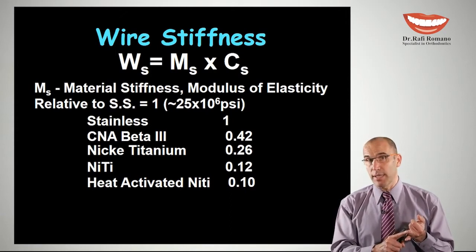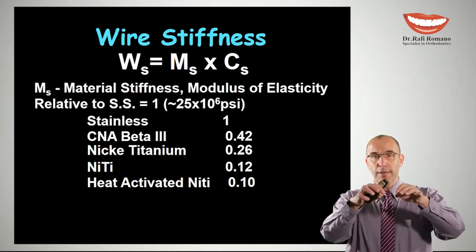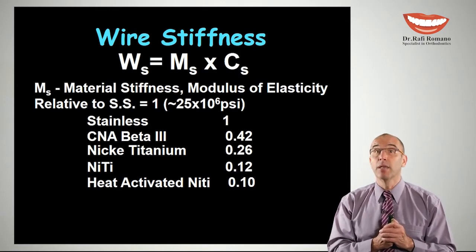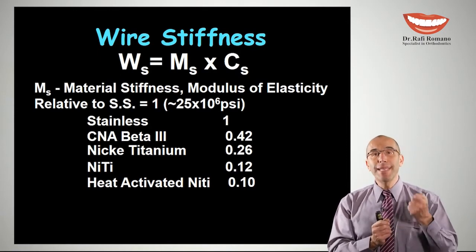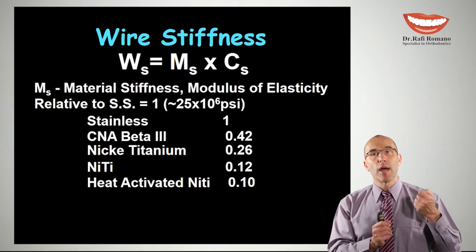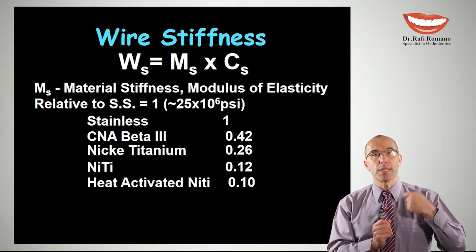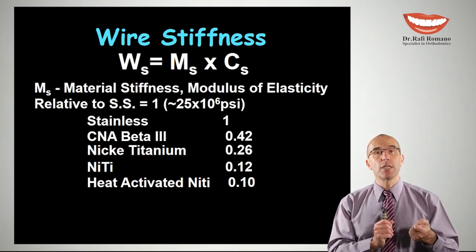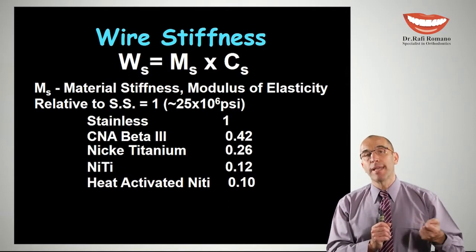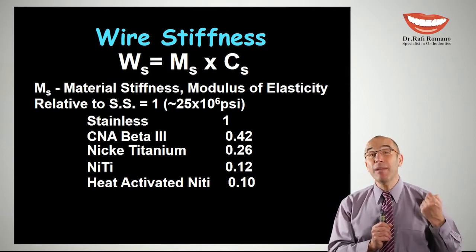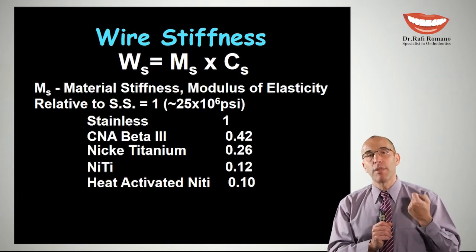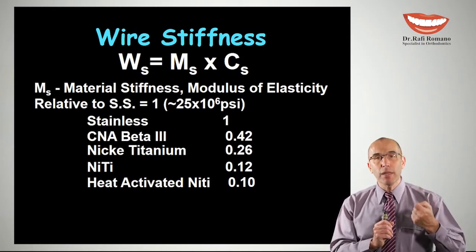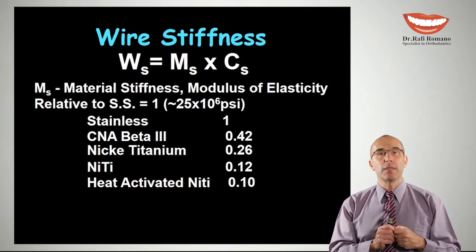I hardly use the stainless steel, except if I have to close spaces on rectangular stainless steel wire, which has less friction than beta titanium wires. Now, the nickel titanium has around 25% of the stainless steel, and the heat activated nickel titanium, which is the shape memory wire that Ormco has, has only 10% of the force of the stainless steel. So we can use a very, very nice gentle force with the heat activated nickel titanium.